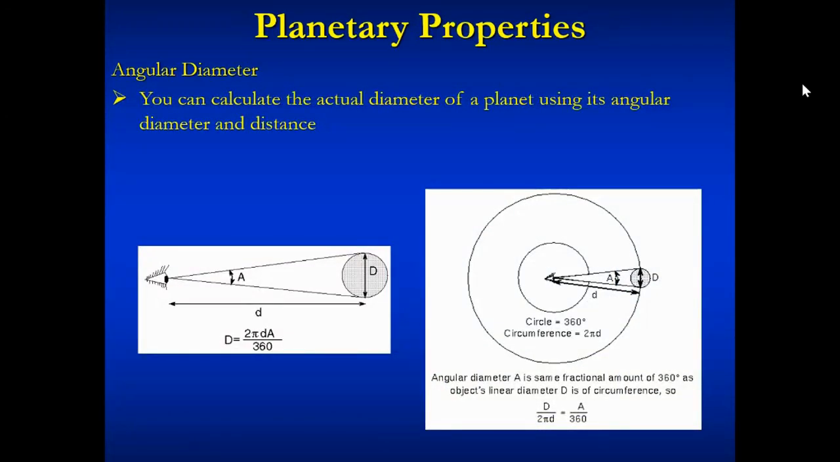So you can calculate the actual diameter of a planet using angular diameter and distance. They're mathematically related, and I have a little diagram showing the relationship. You're actually going to use that in our little planetary science mini lab on angular diameter. The actual diameter of an object is equal to 2 times pi times the distance of the object away from us times the angular diameter divided by 360.